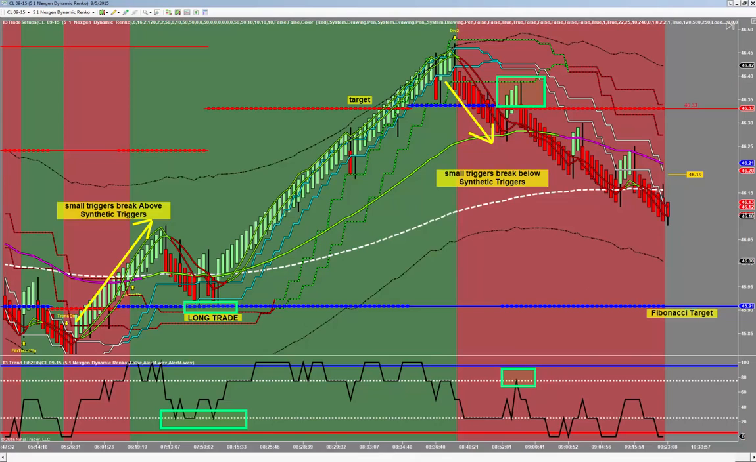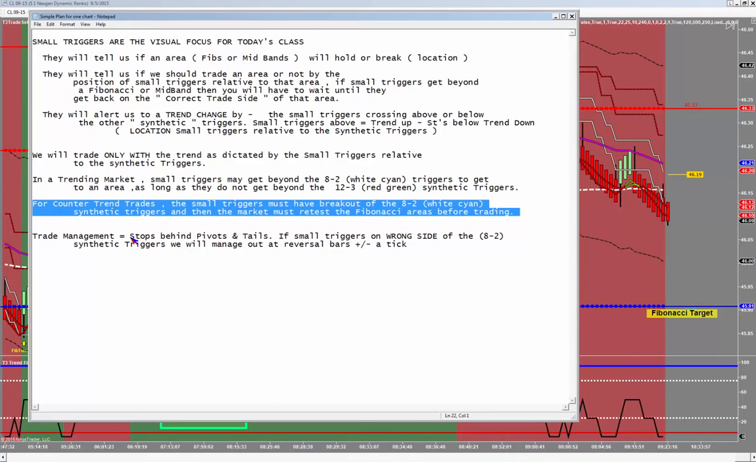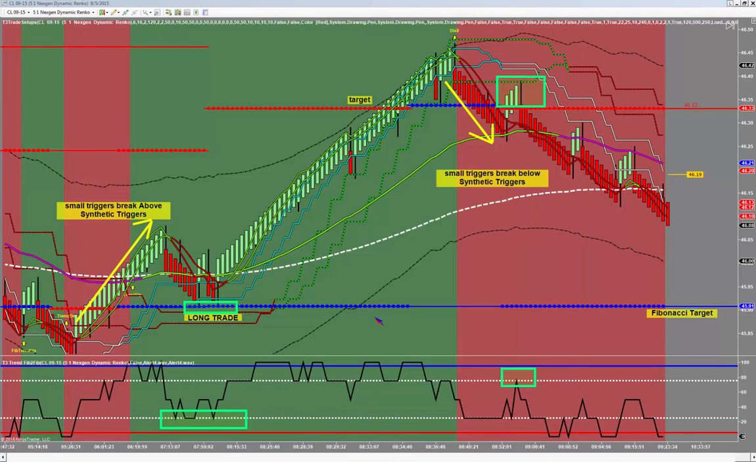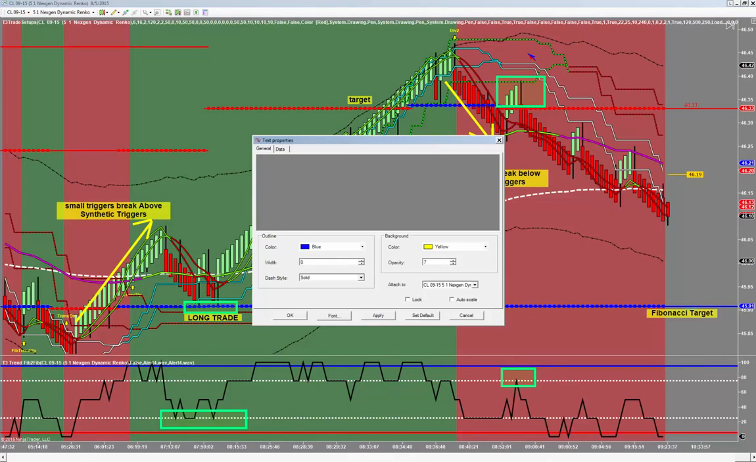So let's talk about the management side. What do we say on the management side? Well, we're going to trail our stops behind pivots and tails. And if our triggers are on the wrong side of the 8-2, which doesn't count in this scenario, we'll manage out a lot tighter. So where would your initial stop be? Let's just mark that on the chart, make it really simple. The stop's going to be above the pivot.